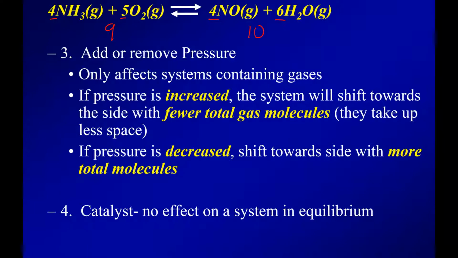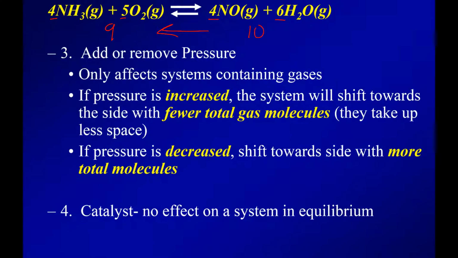All right, what takes up more space? 9 gas molecules or 10 gas molecules? What takes up more space, 9 basketballs or 10 basketballs? Obviously 9. So what's going to happen is it's going to shift this way, because 9 takes up less space. We're squishing these molecules. So these 10 on this side are going to react to form these 9 because they take up less space.